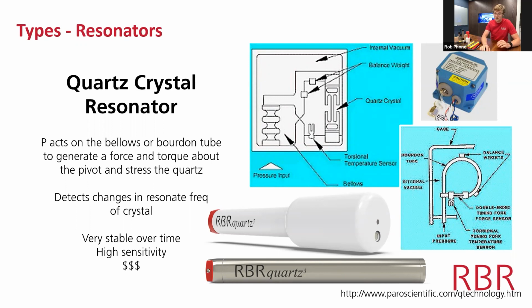In the high pressure version, the pressure acts on a bourdon tube, and it applies a tension on the quartz crystal. This is the technology that's used for the higher pressure range, 2000 decibar to 10,000. The application of compression or tension force on the quartz crystal changes the resonance frequency of the quartz, and this is then translated into pressure. These sensors are particularly stable over time, however, they're quite costly.